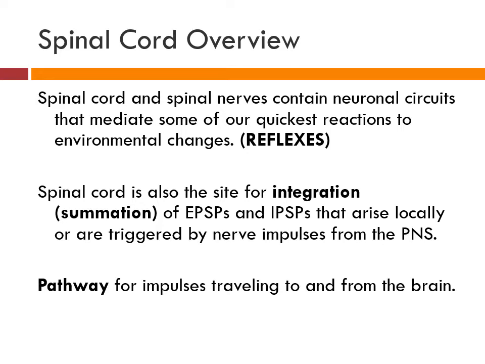It is also the site for integration or summation of excitatory postsynaptic potentials and inhibitory postsynaptic potentials that arise either locally within the cord or are triggered by impulses received from the peripheral nervous system. It also provides a pathway for impulses traveling to and from the brain. So sensory nerve impulses are traveling up the spinal cord toward the brain. Motor commands are traveling from the brain down the spinal cord and then out to the peripheral nervous system.